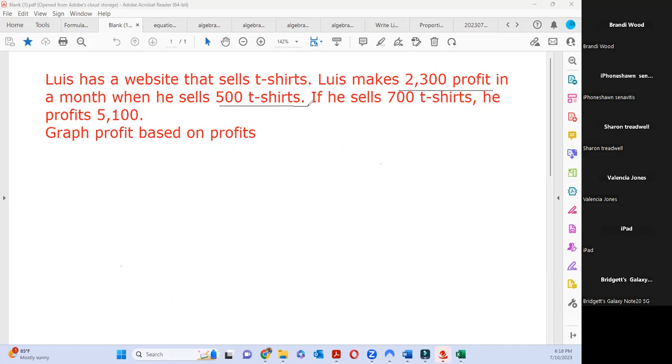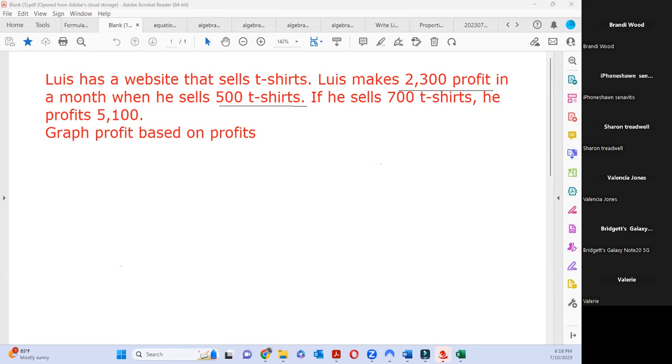You start jumping in before you just identify your givens first. You can't just jump in. This is why you're going to make a mistake. Slope is the constant rate of change. What is it telling us about change in this problem? Nothing. But what it did tell us is that if we sell 500 t-shirts, I'm going to profit $2,300.